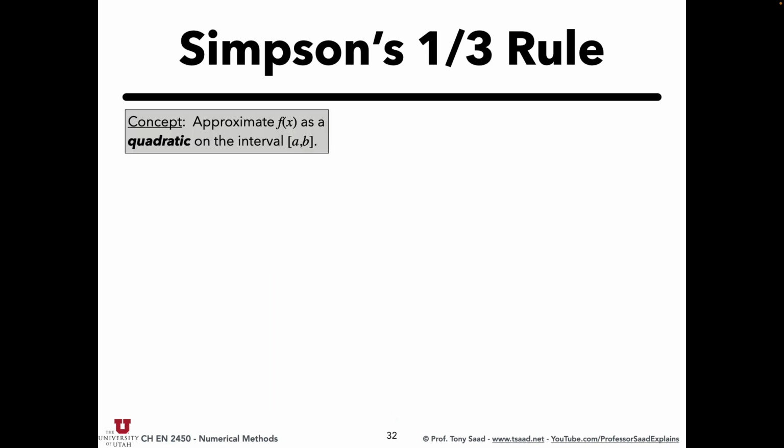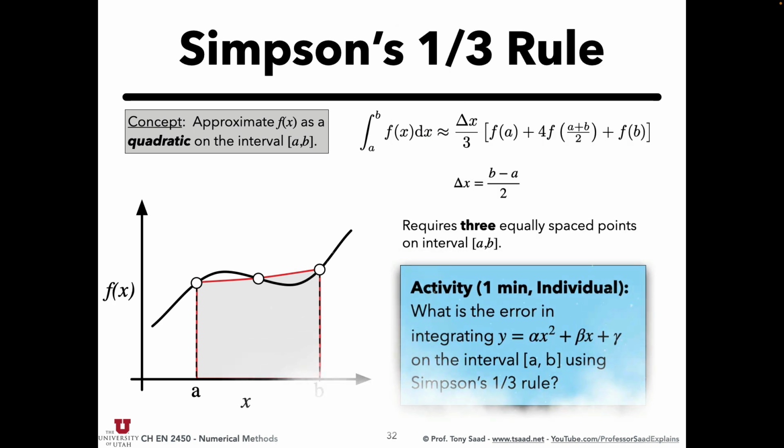Okay, so what about applying Simpson's 1/3 rule on a straight line? 0. Straight line is a special case of a quadratic. What about applying it to a constant? 0. Because a constant is also a special case of a quadratic. If you do the interpolation analytically, you're going to get just zeros for the coefficients except for the constant. Okay?